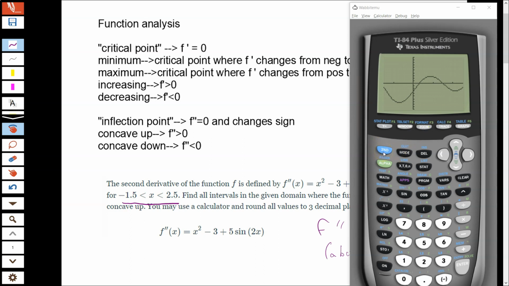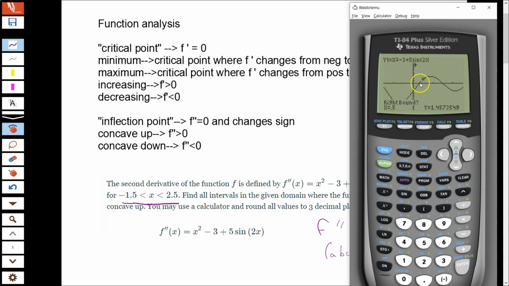Well, you may already know how to do this. We're going to use the zero function to figure out where those are. I'm going to hit second calc, and then 2 for zero. I'm sure you've done this before. For the left bound, I go somewhere to the left of where I'm interested in. It doesn't matter where. This is just telling your calculator where it'll look. Visually, the zero's here, so I'm going to go somewhere to the left of it. Enter. For the right bound, I'm going to go anywhere to the right of the first zero, so I want to go between the two.